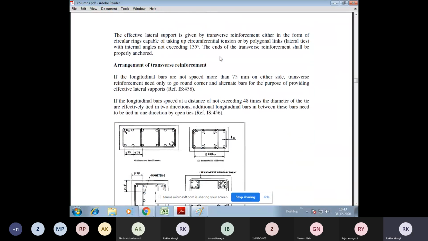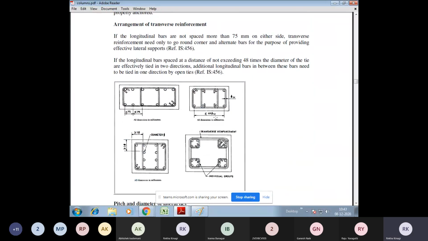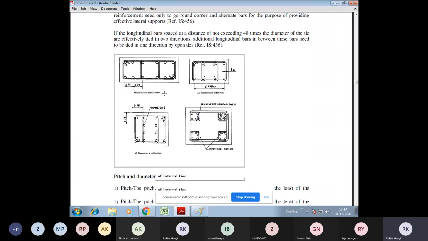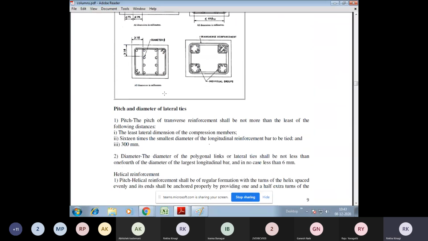And the arrangement of transverse reinforcement is shown here. Depending upon it, if the column has more bars in one direction, then we can have lateral ties in both directions. Here there is one lateral tie, and here there is one more lateral tie. So there are 2 lateral ties, totally 4 legs. Depending upon that, we can define the reinforcements.